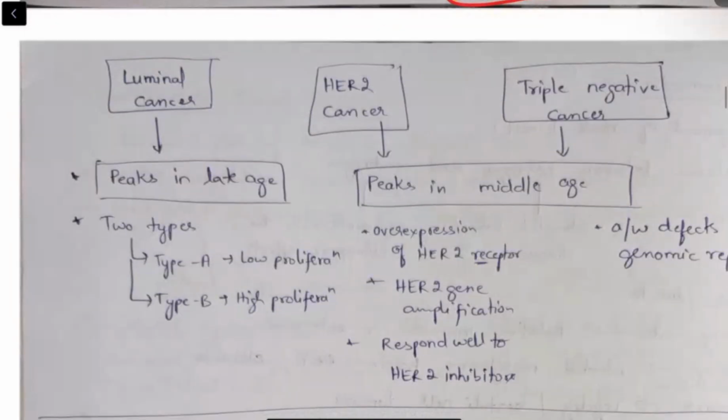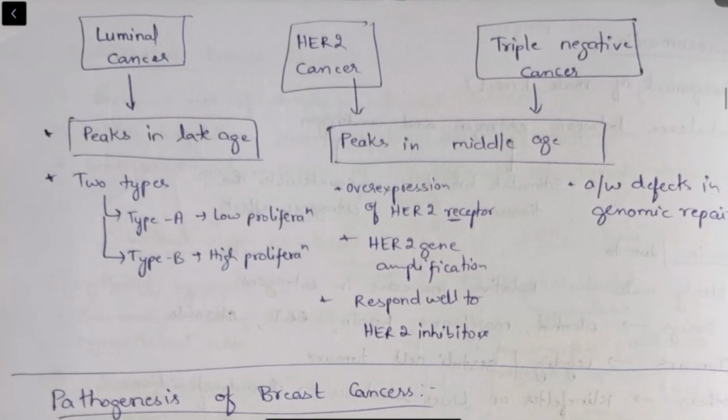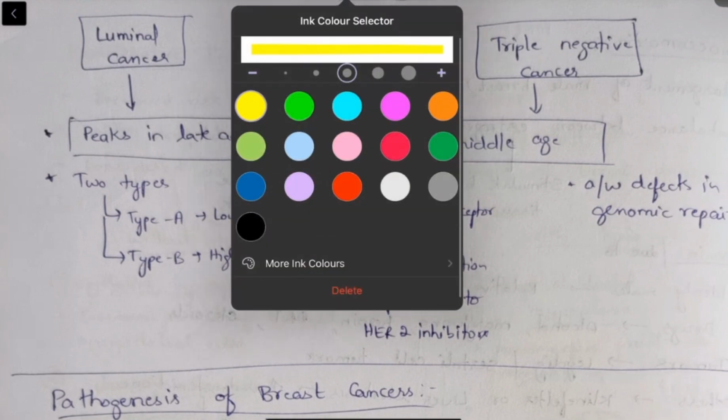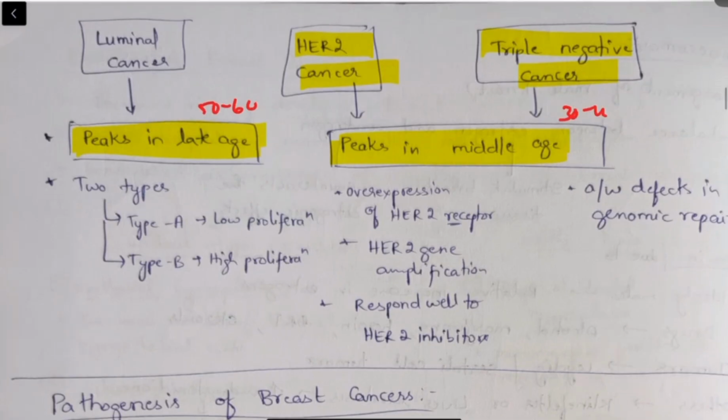So what is the major difference? What will we know based on the classification? If it is a luminal cancer, usually they will peak in the late age group, whereas HER2 cancers and triple negative cancers will peak in the middle age group. Late age group means around 50 to 60, and this will be around 30 to 40 years. Based on this, we can easily diagnose the conditions.